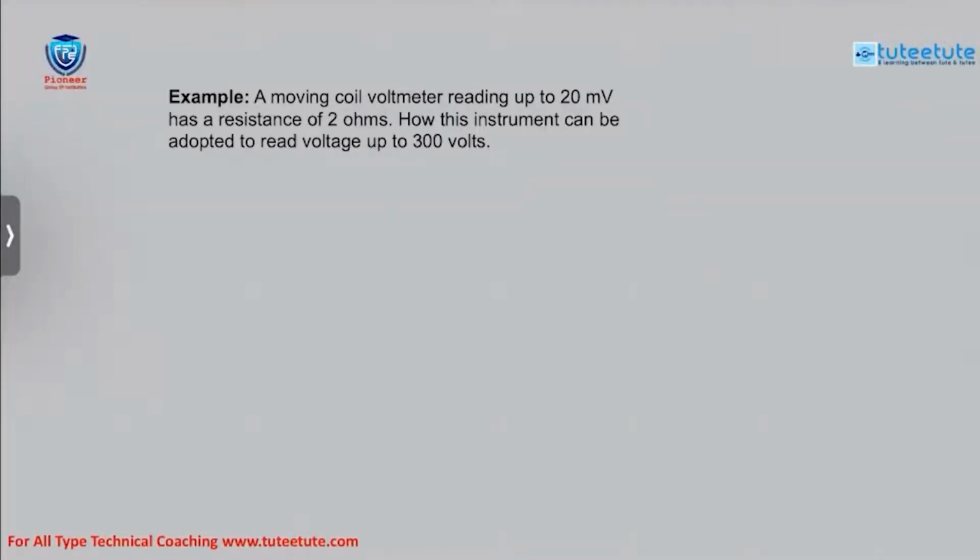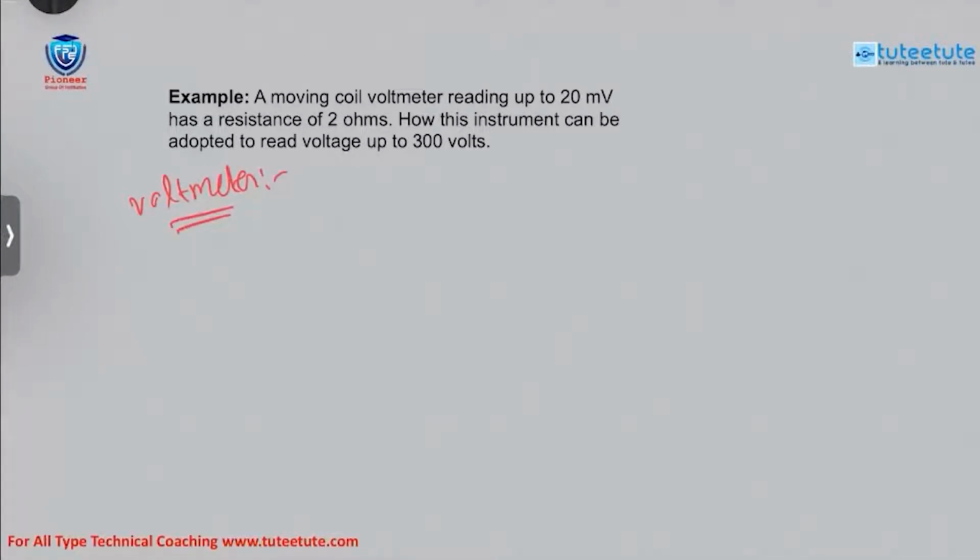We'll see the next question. This is related to the voltmeter. So we'll see what is the given question. A moving coil voltmeter. Actually, PMMC is also called simply moving coil meter. Don't get confused. Permanent magnet moving coil or moving coil. In general, they used to call it moving coil. So voltmeter they given. Voltmeter means it is going to be used for measurement of voltage.